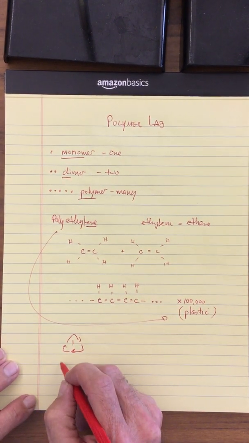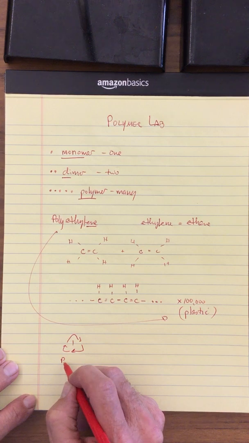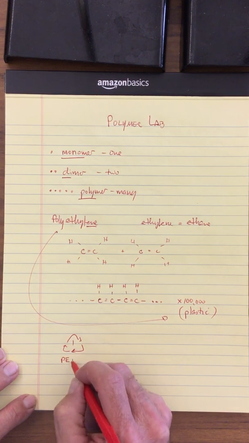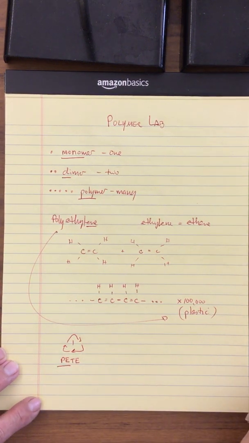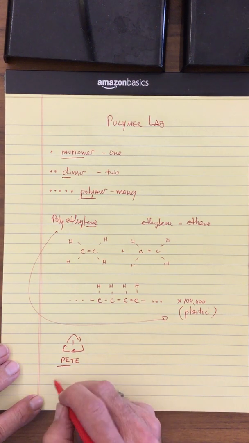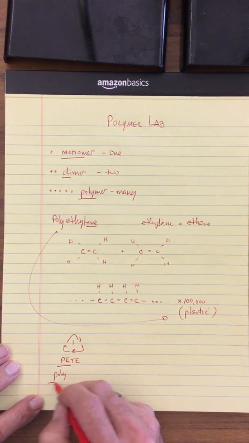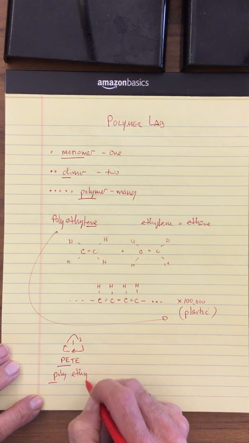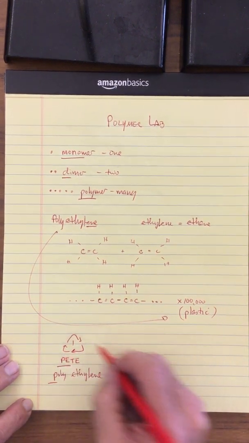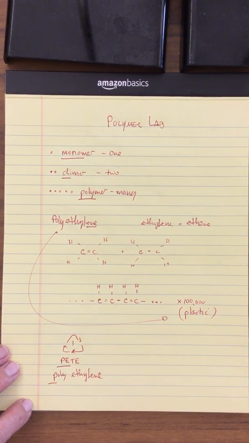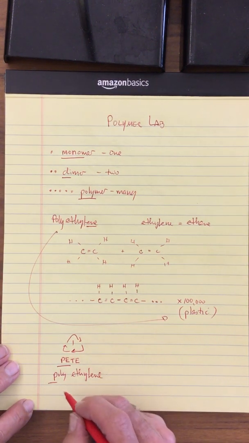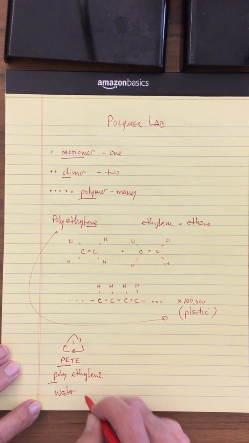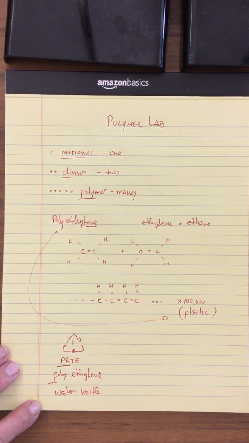You might have also seen on some containers the letters P, E, T, E. The PE stands for polyethylene. So there's the P from the poly, and it's polyethylene. And these 1 containers, you find these are your clear plastic containers like on water bottles or soda bottles. So this is going to be an example of your water bottle.